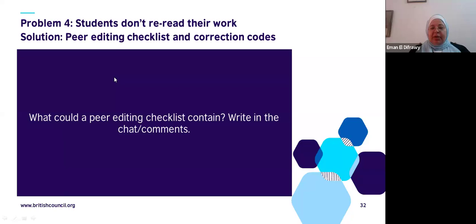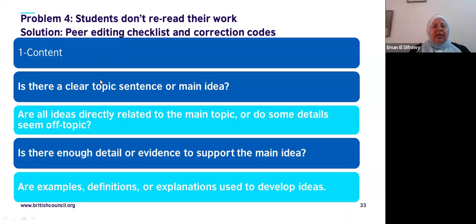Here we can do two things. We can give them a peer editing checklist. And this is what we can include in a peer editing checklist. Is there a clear topic sentence or the main idea? Are all the ideas directly related to the main topic or not? Do some details seem off topic or irrelevant? Is there enough detail or evidence to support the main idea? Are examples, definitions, and explanation used to develop ideas?